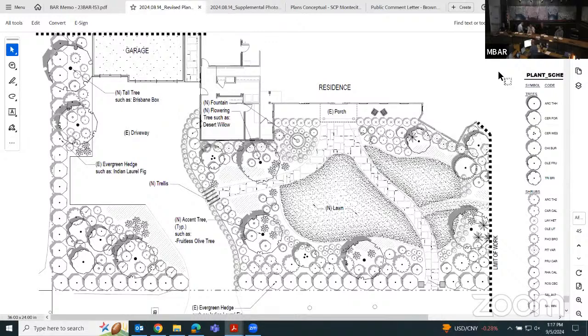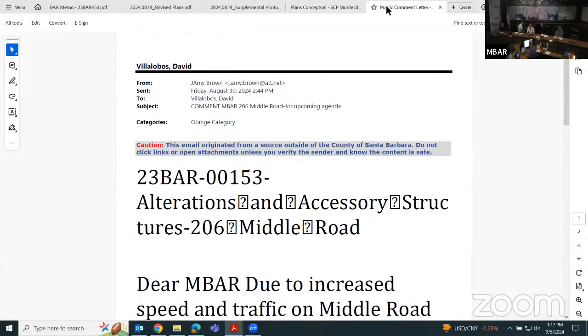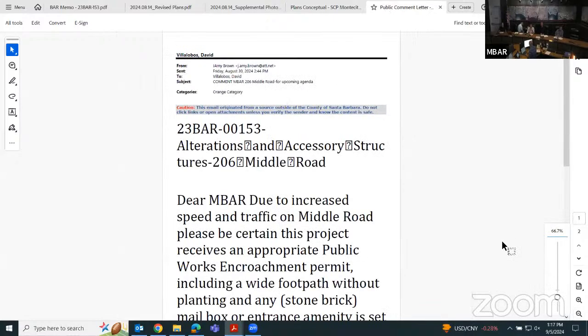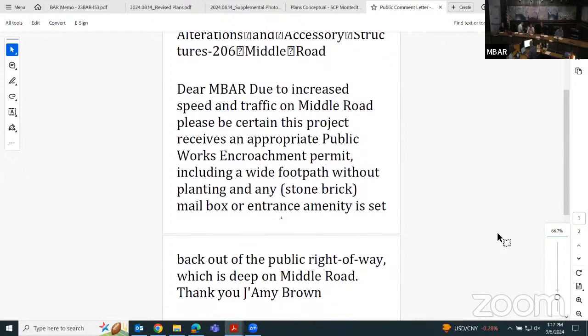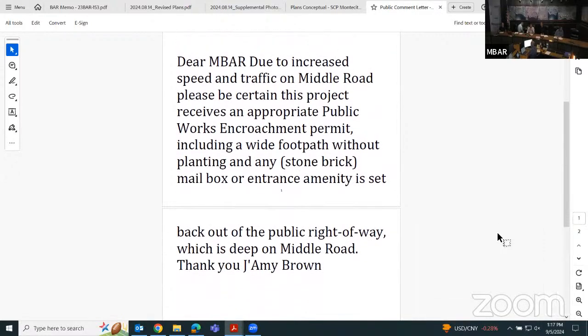We did not receive any speaker slips, but we did receive a letter on this item, which is from Jamie Brown. Increased speed in traffic, be sure that the project receives the appropriate public works encroachment permit, including a wide footpath, without planting any stone brick mailbox or entrance amenity, is set back out of the public right of way, which is deep on Middle Road.